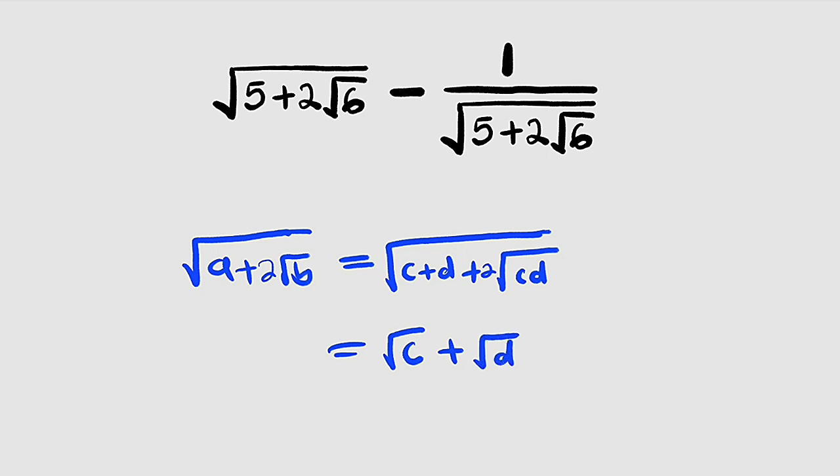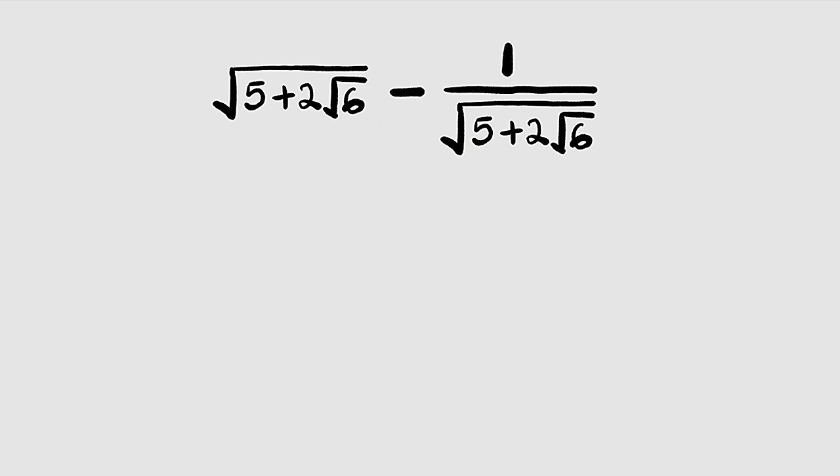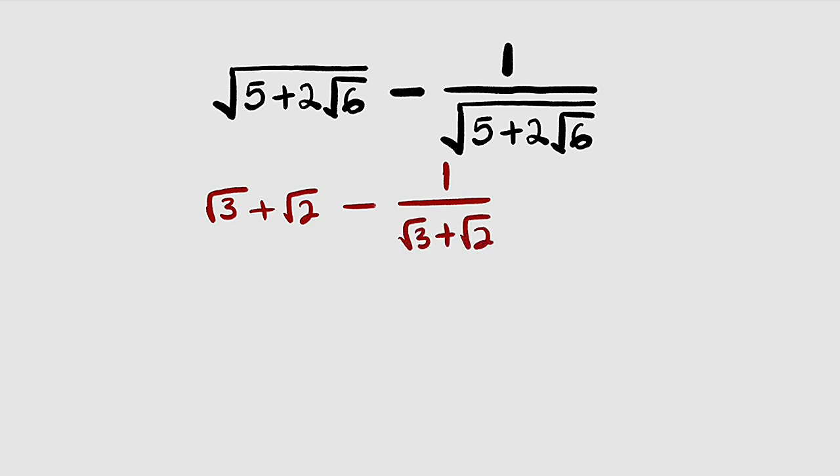So we are going to apply the same thing in finding the square root of these two expressions. Now let us think of two numbers which when we multiply them together, we get 6, and when we add them together, we get 5. And the numbers are 3 and 2, right? So you have √3 + √2, minus 1, divided by, they are the same expressions, so we have √3 + √2. But we need to rationalize the denominator of this one.